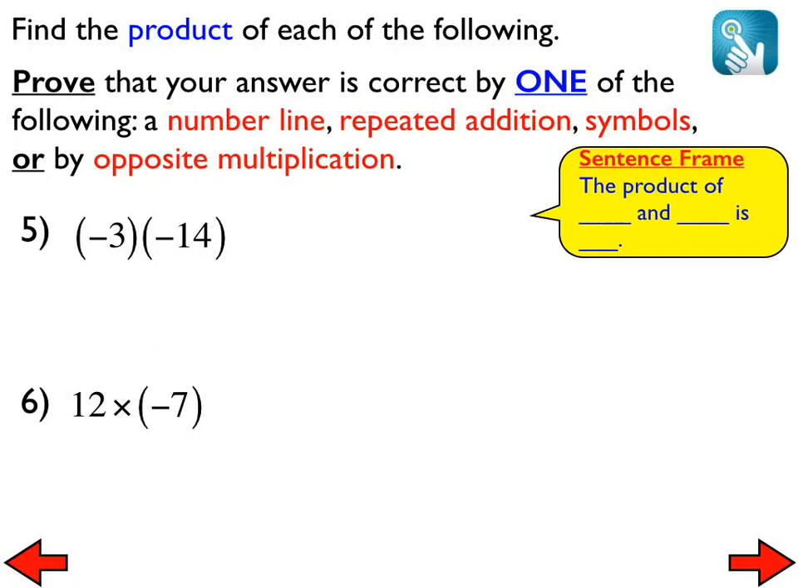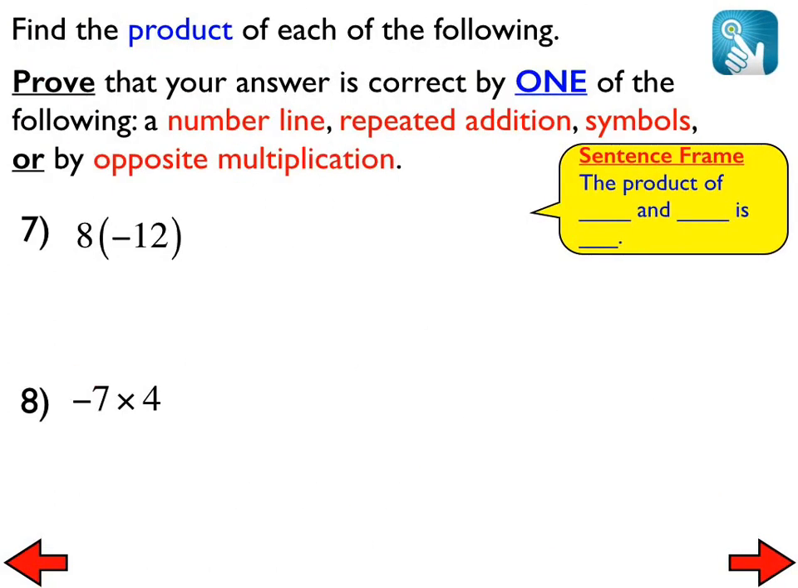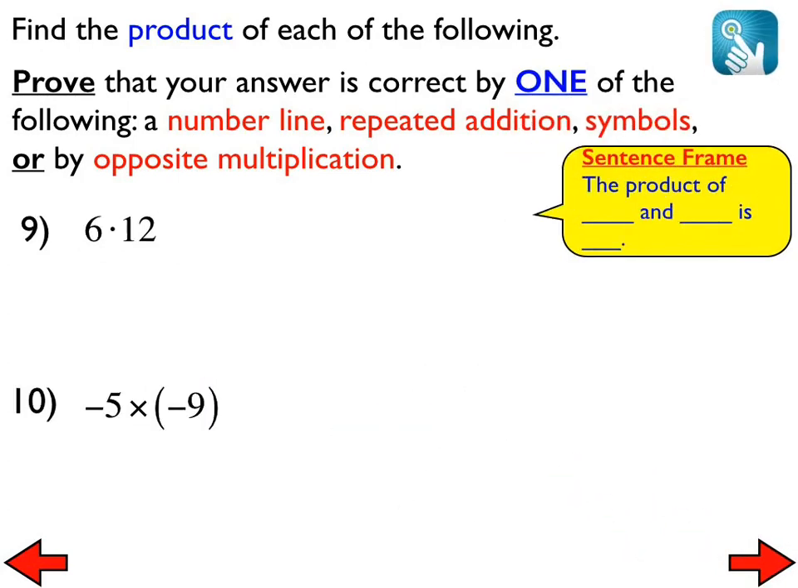They are. So number 5. The product of negative 3 and negative 14 is 42. Very good. The product of 12 times negative 7 is negative 84. Okay, good. Keep going. The product of 8 and negative 12 is negative 96. All right, good. The product of negative 7 and 4 is negative 28. All right, let me get to the next screen here. The product of 6 and 12 is 72. All right, and? The product of negative 5 and negative 9 is 45. Okay.